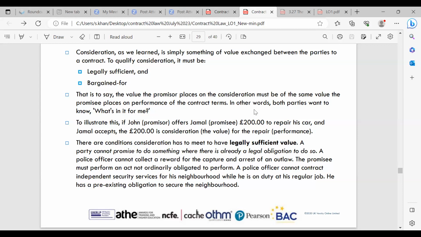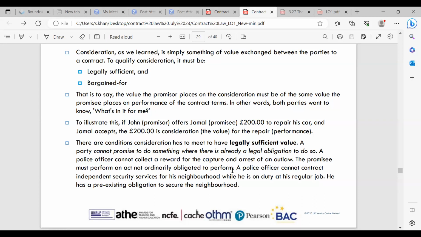To illustrate, if John, the promisor, offers Jamal, the promisee, £200 to repair his car, and Jamal accepts, the £200 is consideration, which is the value, and the performance is the repair. There are conditions consideration has to meet to have a legally sufficient value.